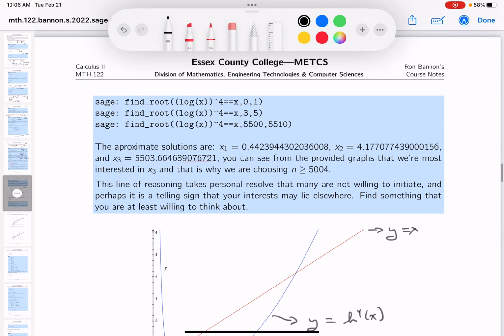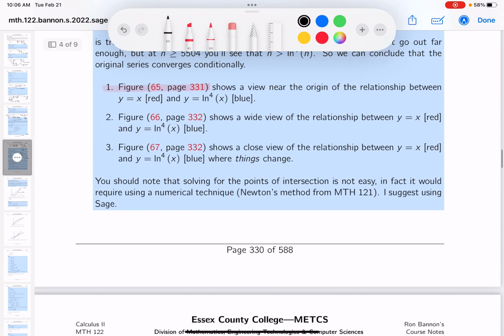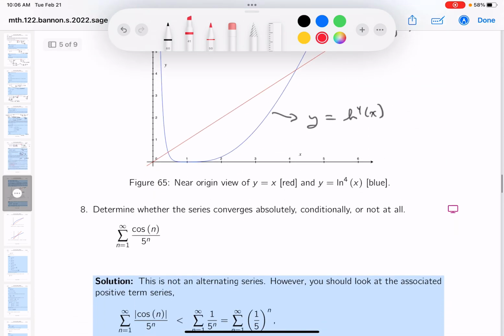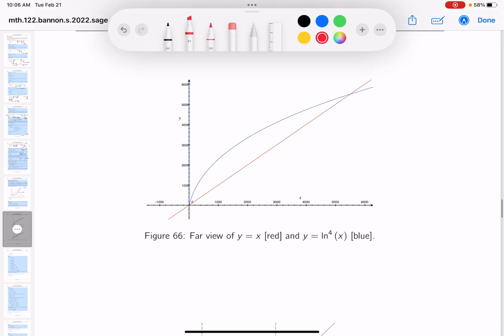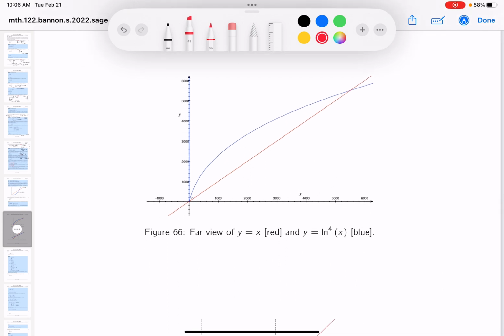So what I did is zoom out. I want to go to figure 66. Now, by the way, when you zoom out, you might lose detail. This is figure 66 over here. Now, someone says, what happened over here? I lost the detail. But I know there's something going on over here. Now, what do I know? I know this over here is y equals x, and this guy over here is y equals ln to the 4th power of x. I know the x is above it now, all right?